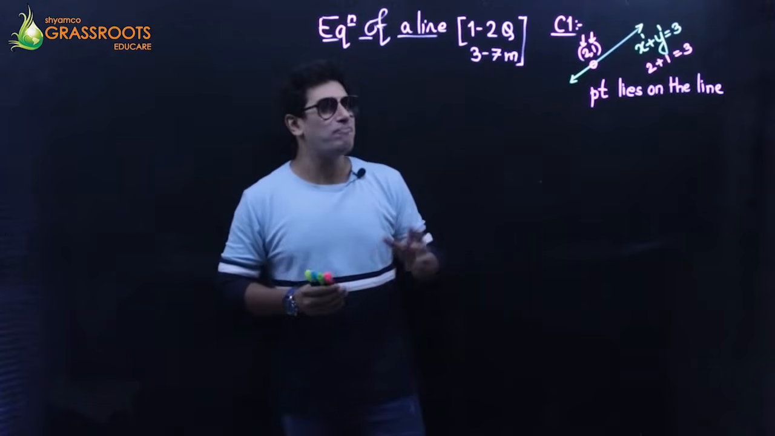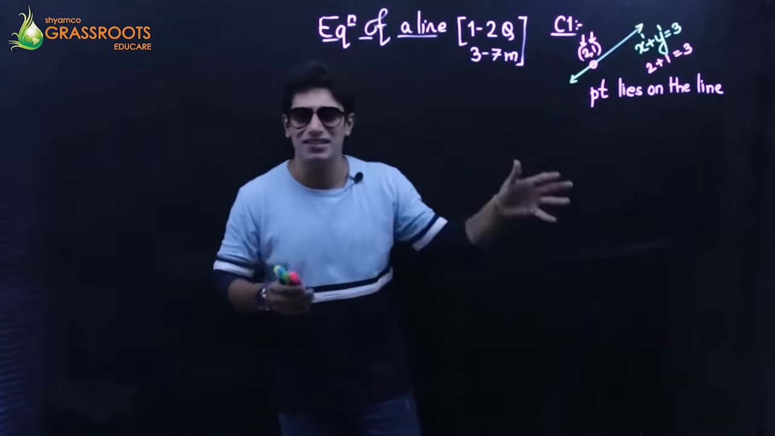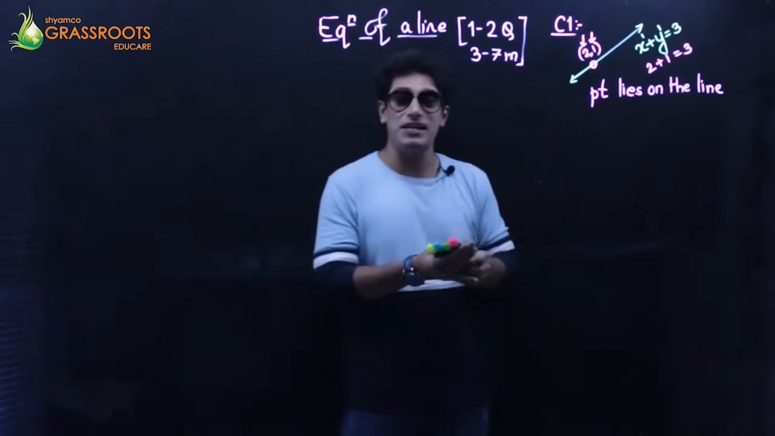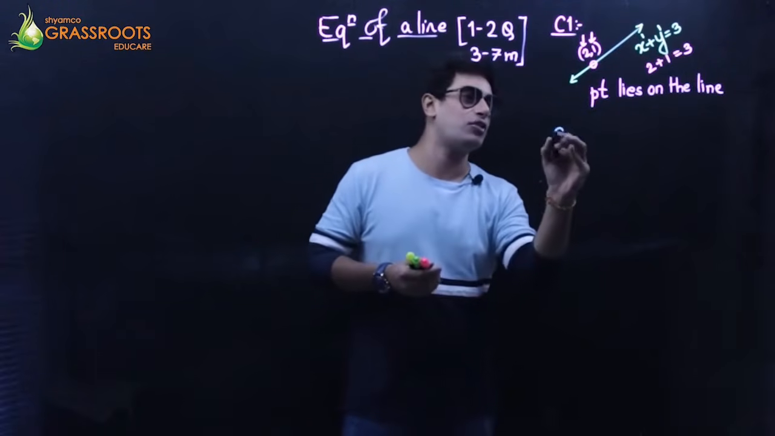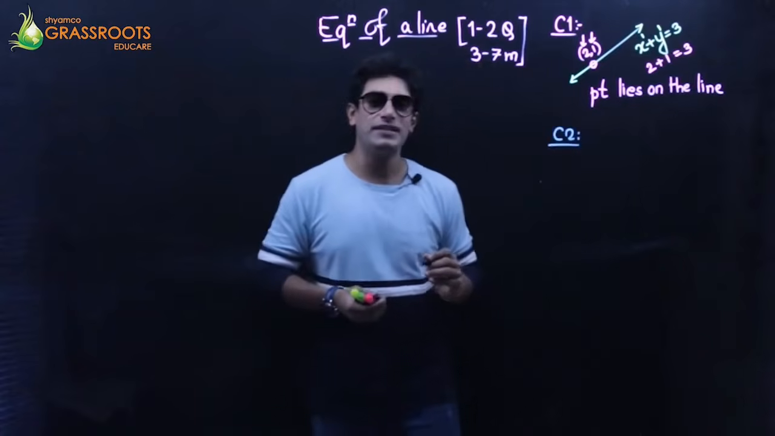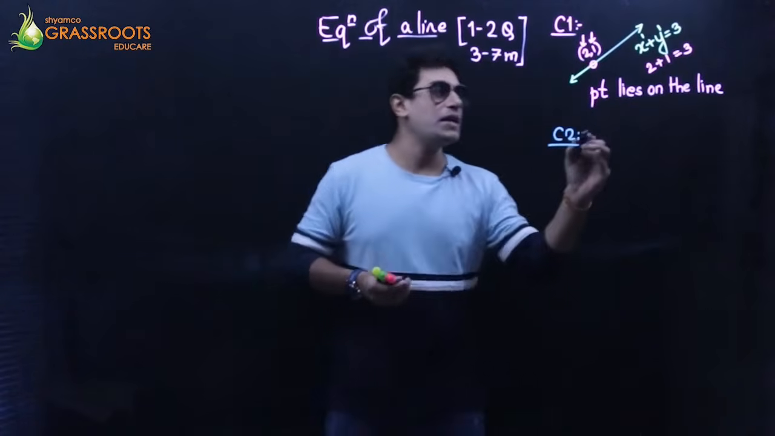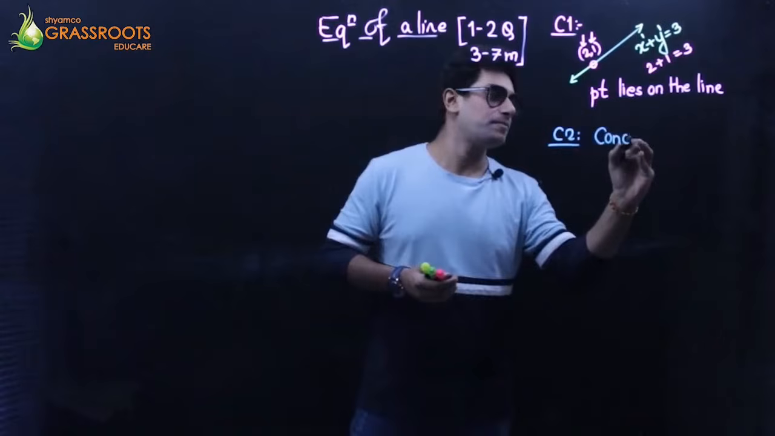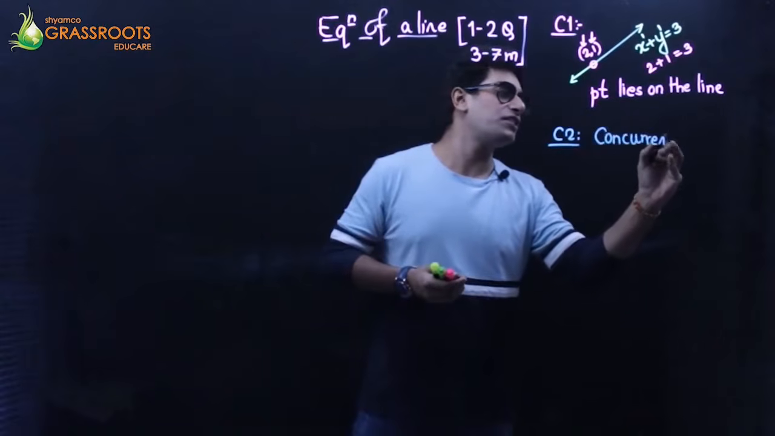Apart from that, we have bisect the join of, we'll see that in the sums. The second concept in my first exercise is concept number 2: concurrency, or concurrent lines.